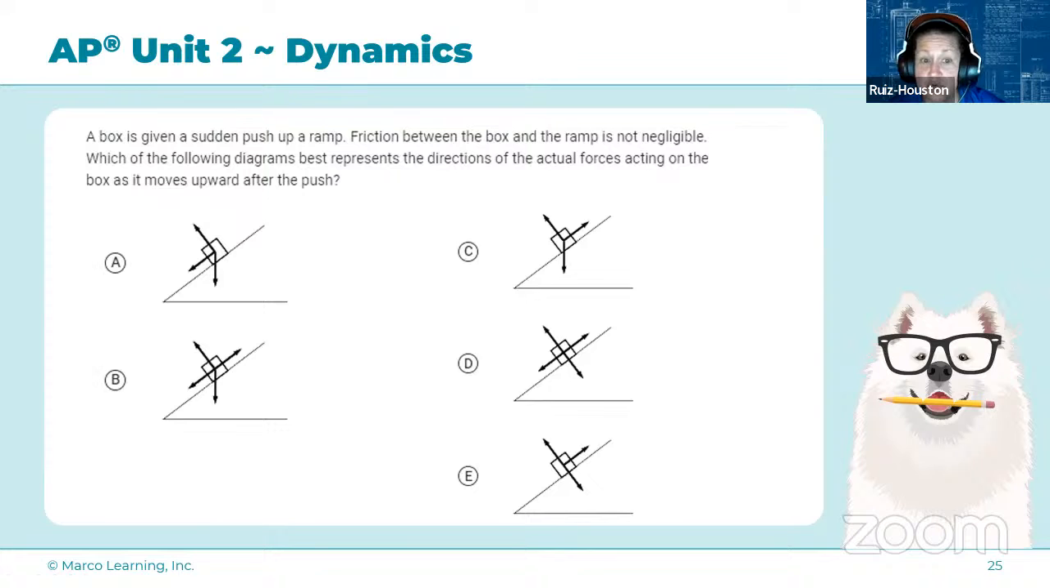Did you notice right here, it says acting on the box as it moves upward after the push. So is the push still going on? No. So you cannot draw the push. Well, could we eliminate something? If we're not doing the push, wouldn't that eliminate a couple of answers there? Think of also, which way does friction move? If the box is going up the ramp, friction should be opposing and going down the ramp.